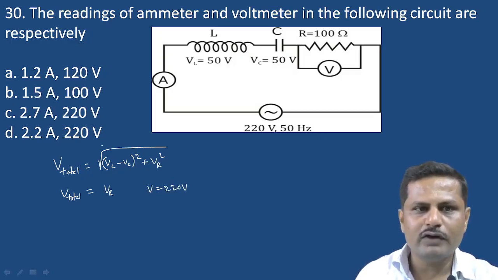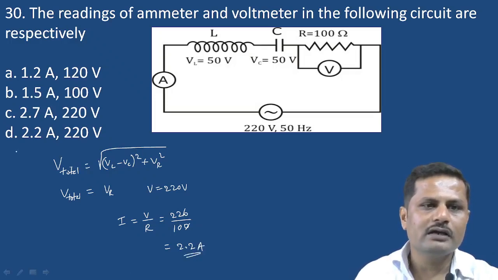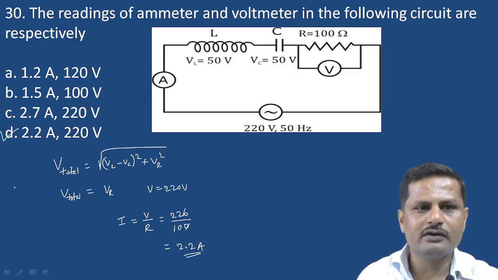Now we need to find the ammeter reading. We know that I equals V divided by R. Here V is 220 volt and the R value is 100, so we get 2.2 ampere. So option D is the right answer, that is 2.2 ampere and 220 volt.